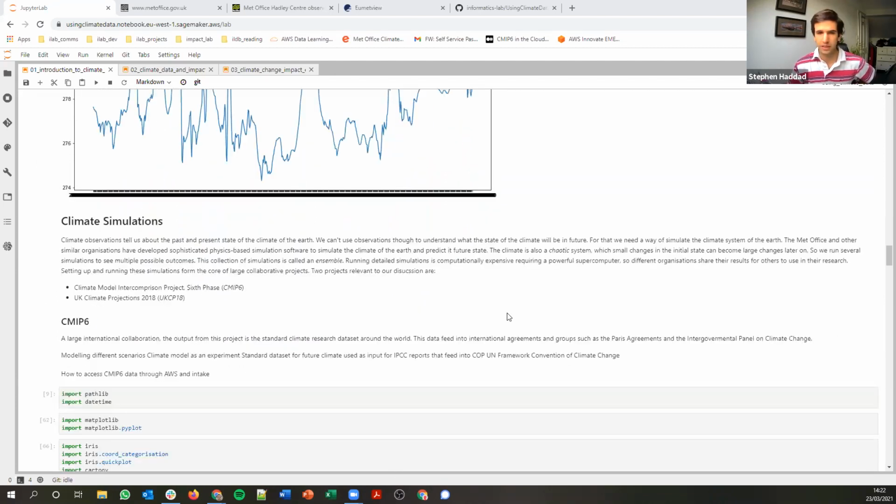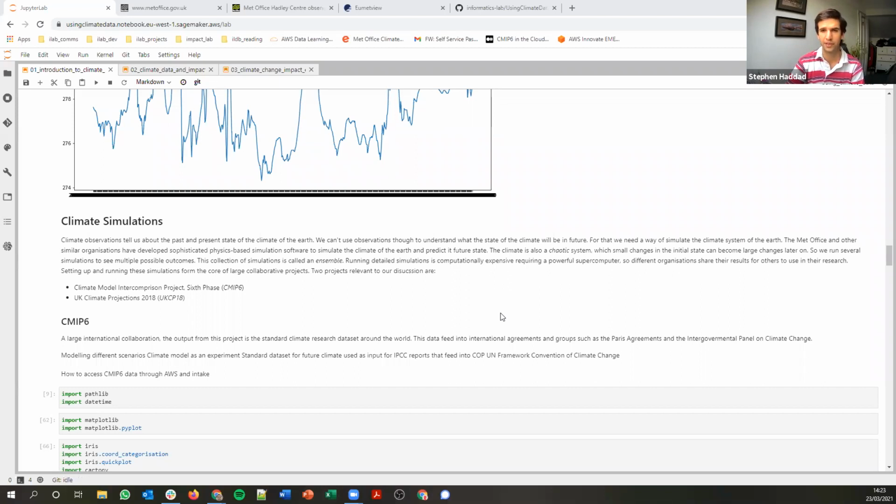But in addition to measurements, we also have climate simulations, because, well, climate measurements are very useful. They tell us about what's happened in the past of the climate. But in order to do planning for business, we want to know what we think might happen to our climate in the future. Obviously we don't have observations from the future, so we have to simulate the climate system of the Earth in order to make some predictions. The Met Office and many other organizations have developed sophisticated physics-based simulation software to simulate the climate of the Earth and predict its future state.